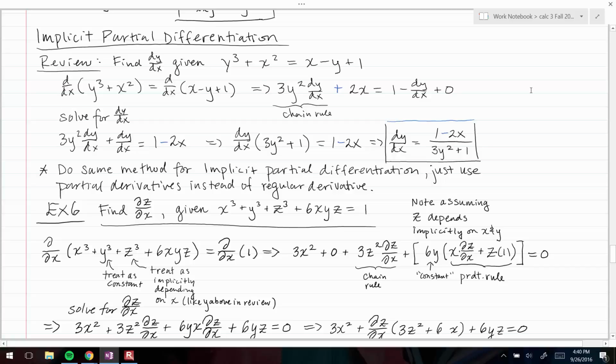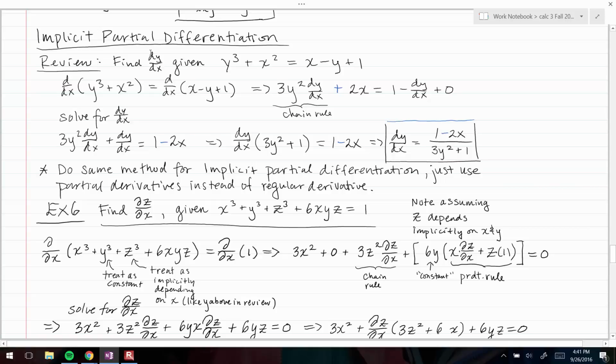Alright, so we are in section 14.3, and in one of the classes anyway, I didn't get through this part. So implicit partial differentiation is something we need to talk about. And just review from Calc 1, regular implicit differentiation. So we'll go over that first.